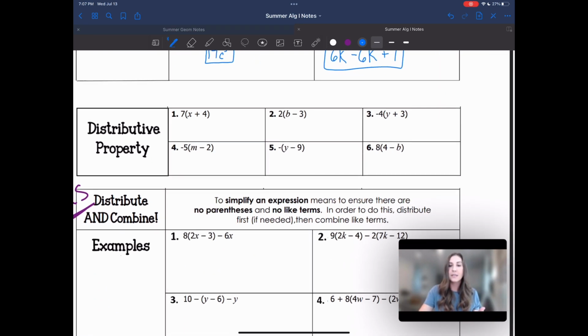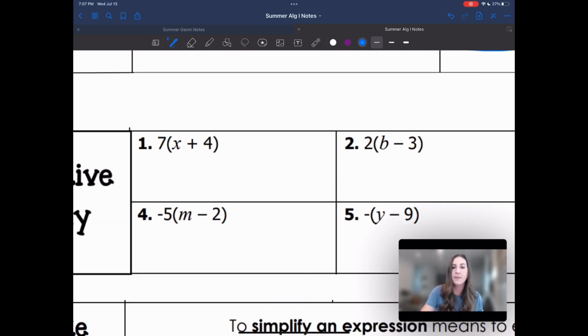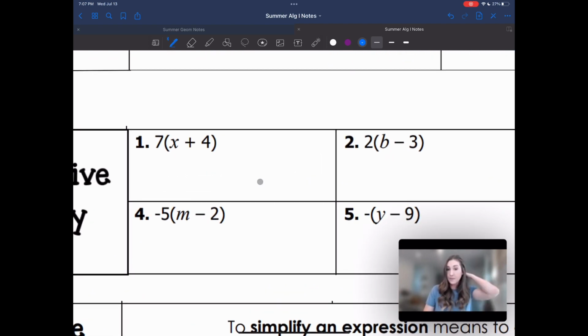That takes us to the distributive property. We could probably breeze through these really fast. I'm sure you guys did this last year, so let's recap this. You'll notice parentheses everywhere, and you'll see a number on the outside of them. So if you see a problem like this, like on number 1, you're going to start by taking this number and distributing it, aka multiplying it by everything that's on the inside of the parentheses.